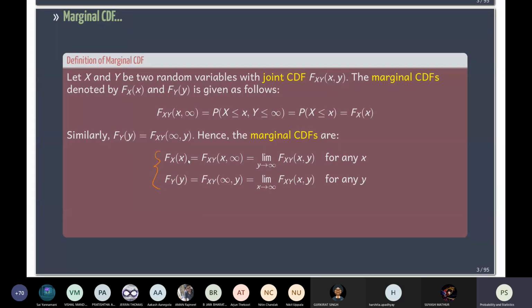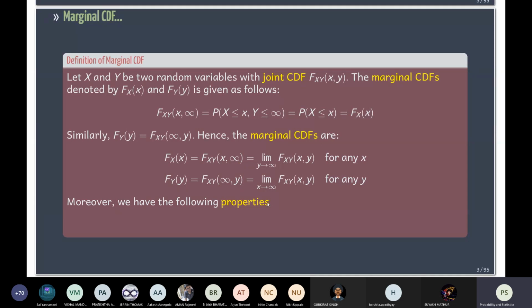So I have just rewritten things that I have discussed here, and another way to write it is as a limiting process, right? So this infinity is the same thing as writing this as the limit of F_XY where y is tending to infinity. Similarly, if I take the marginal with respect to y, then I have to sum over x, so I take the limit x tending to infinity. That's why I compute the marginal of y for any y and the marginal of x for any x. These are the definitions that we have to remember.